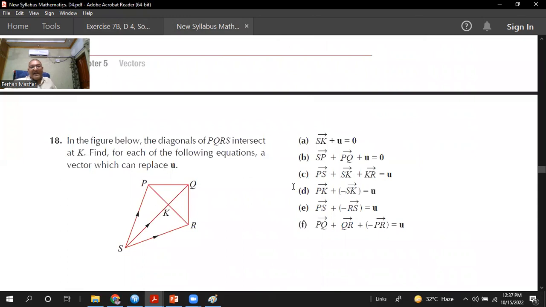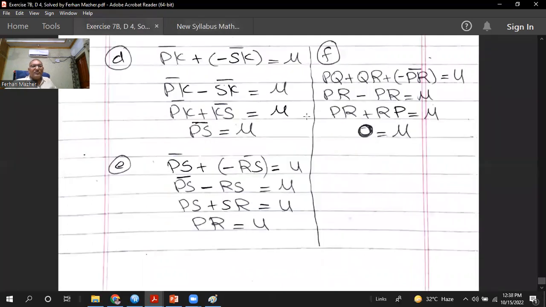So part F is PQ plus QR plus minus PR equals U. PQ plus QR will be PR, and this minus PR equals U. So PR, convert this sign and the order will change. So PR plus RP equals U. The starting point switches, and the finish point is the same point. So the resultant will be the zero vector. So this is how you will do this exercise.